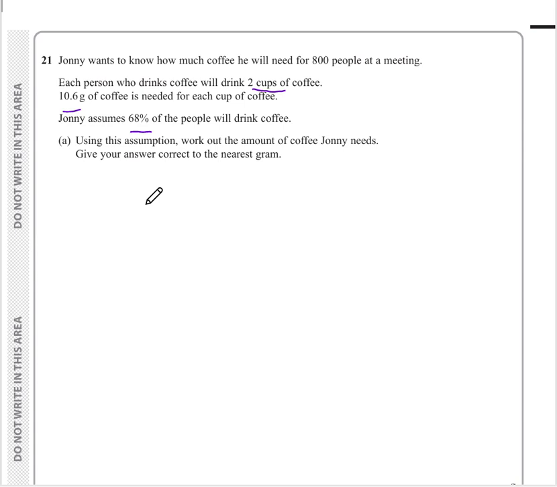Okay, so let's have a think about, first of all, how many people will be drinking coffee. So we've got 68% of 800. As a decimal multiplier, 68% is 0.68. Multiply those two, 800 times 0.68. That's going to give us 544 people that will drink coffee.